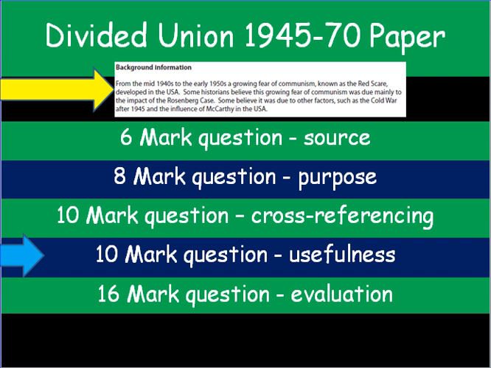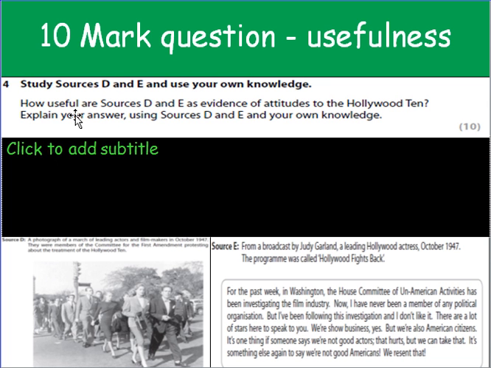Okay, so this is a 10-mark question on usefulness, asking you to study sources D and E and use your own knowledge if you can. How useful are sources D and E as evidence of attitudes to the Hollywood 10? Explain your answer using sources D and E and your own knowledge. Now this is not something that I want you to panic about when you see the words Hollywood 10, but think about actually the sources, and more importantly, the most important question is who makes the sources. So let's have a look.